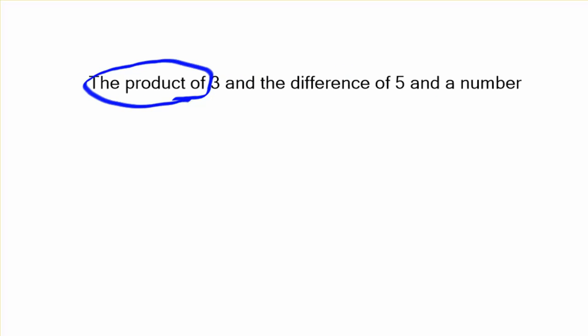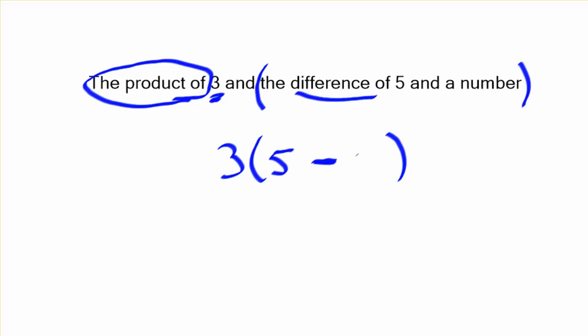Well, this one looks like fun. Let's see, the product of, we're going to multiply, 3 and the difference of 5 and a number. Well, there's that difference that I was telling you about before. Here's where those parentheses come in. We're going to have the product of 3 and the difference. We have to find the difference first, then multiply times 3. Difference of 5 and a number is just 5 minus n. And you would just keep it in that order. It's not going to be n minus 5. It has to stay in that same order. 5 and a number is 5 minus n.